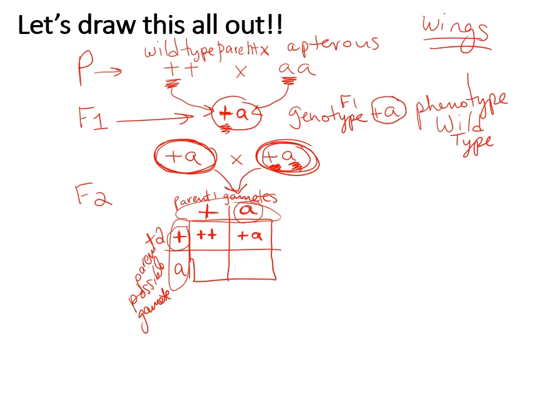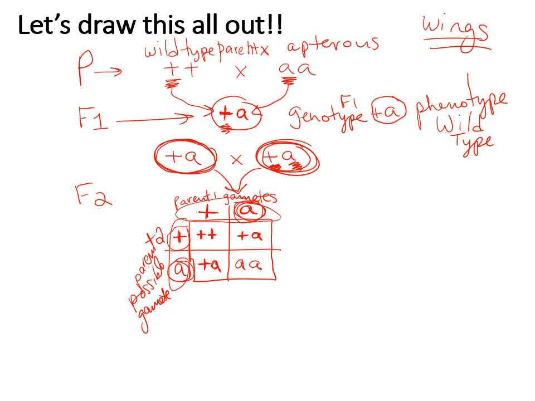So now we finish out the bottom. Parent 1 in this square is giving an allele of wild type. Parent 2, an allele for apterous. And the last one, both parents are giving an allele for apterous.